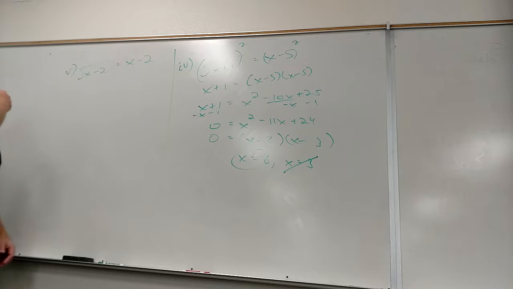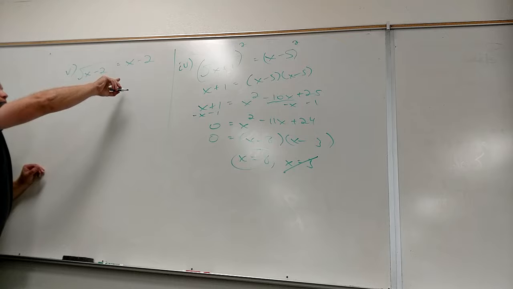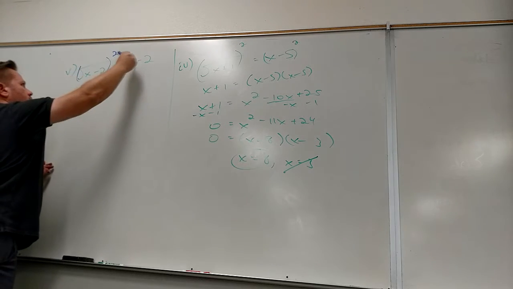So this one, I think you should get 2 answers that both work. 5 and 1? No. All right, let me catch up to you guys. What am I going to do to both sides? Square, because the square root's by itself, so I can attack it directly.